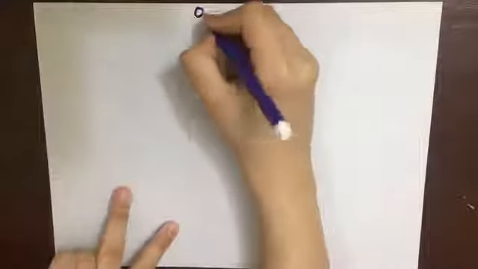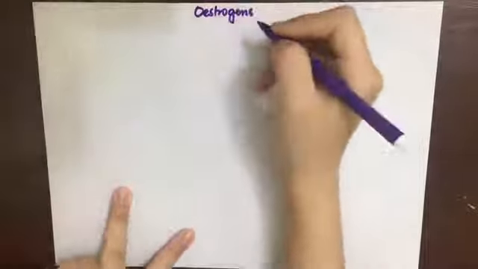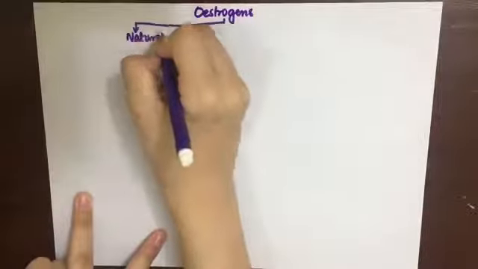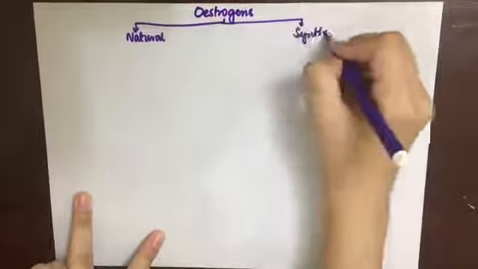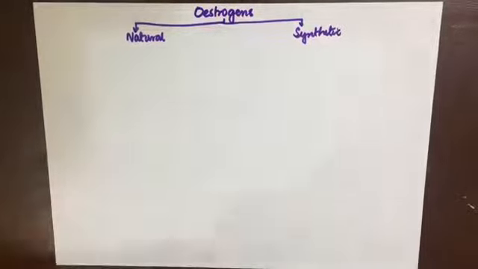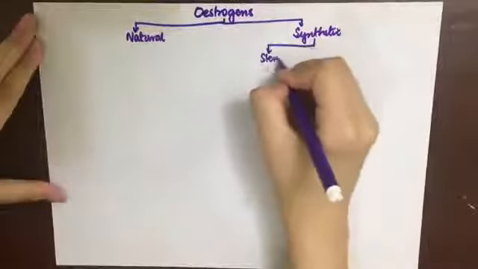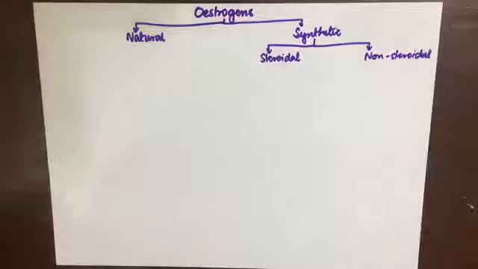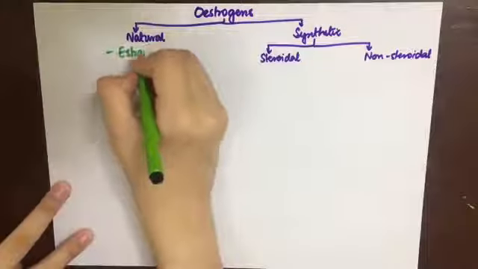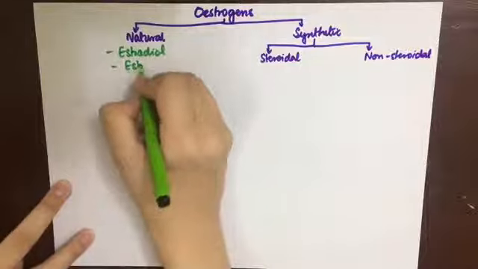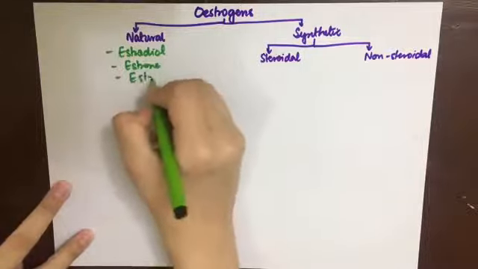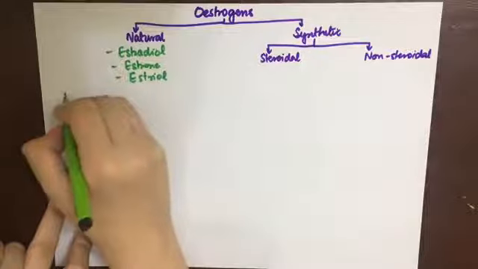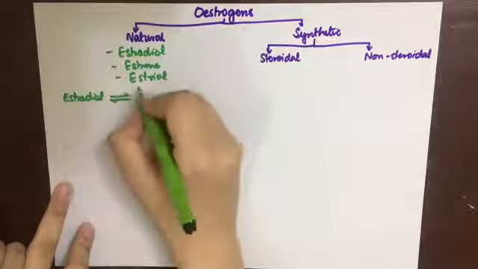The estrogens can be divided into those that occur naturally and the synthetic analogs of estrogen. The synthetic estrogens can be further divided into those which are steroidal in nature and the others which are non-steroidal. The naturally occurring estrogens are estradiol, which is the most potent and most abundant form, estrone and estriol, which are the metabolic products of estradiol in the liver.